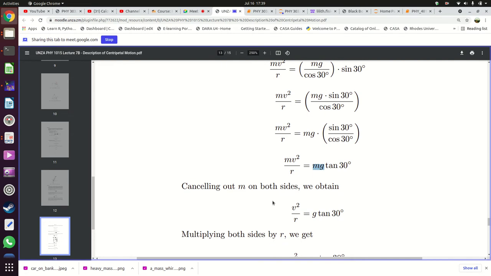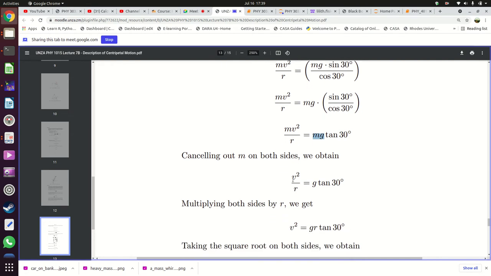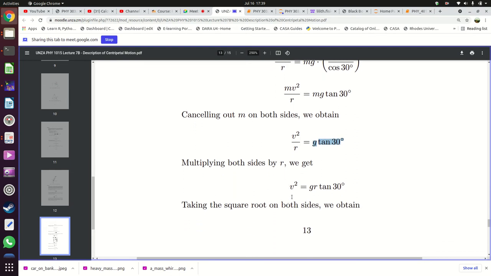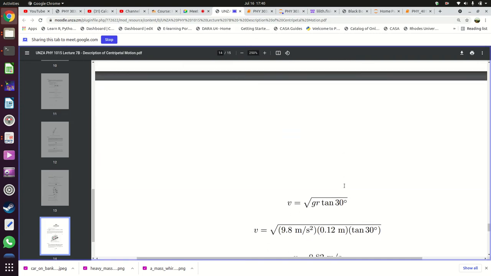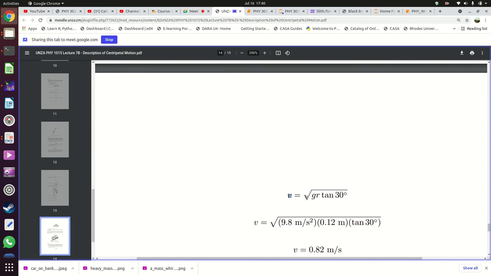So if you cancel out the mass on both sides, you remain with only v squared divided by r equals g tan theta, tan 30 degrees. Then when you multiply both sides by r, which is the radius, you end up with v squared equals g r tan 30. Basically, this 30 is the angle. Okay? Next, you take the square root on both sides, you end up with this expression. v is equal to the square root of g r tan theta, tan 30 degrees. Then you can work out what the velocity is.